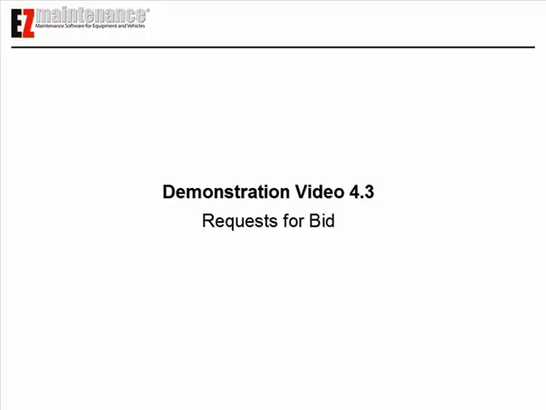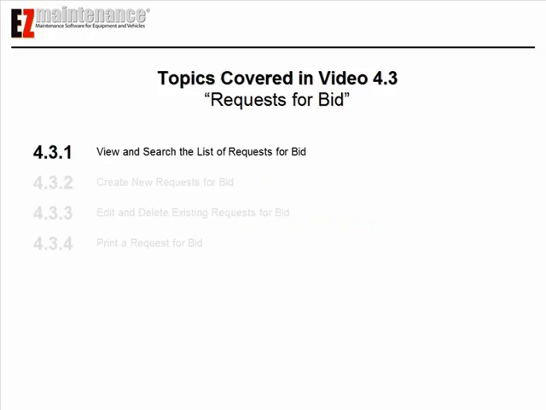The inventory module of Easy Maintenance also allows you to create requests for bid that you can send to your vendors. In this video tutorial, we'll show you how to do the following tasks in Easy Maintenance. View and search the lists of requests for bid. Create new requests for bid. Edit and delete existing requests for bid. And print a request for bid.